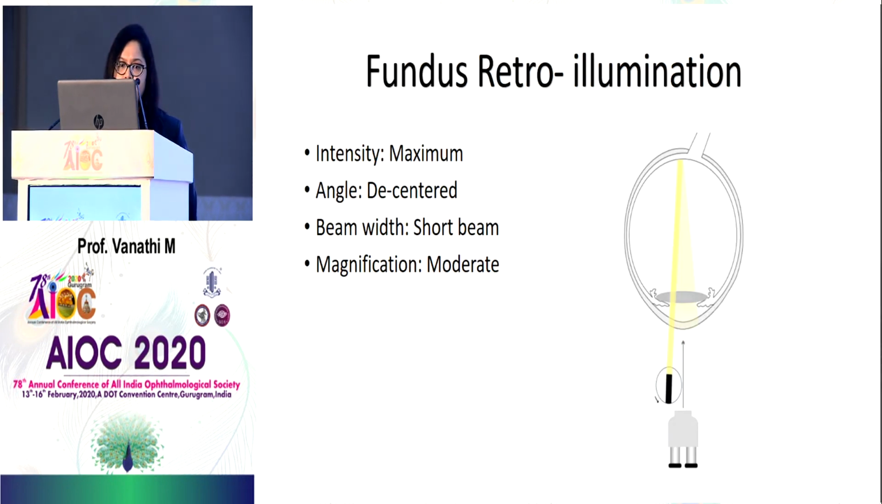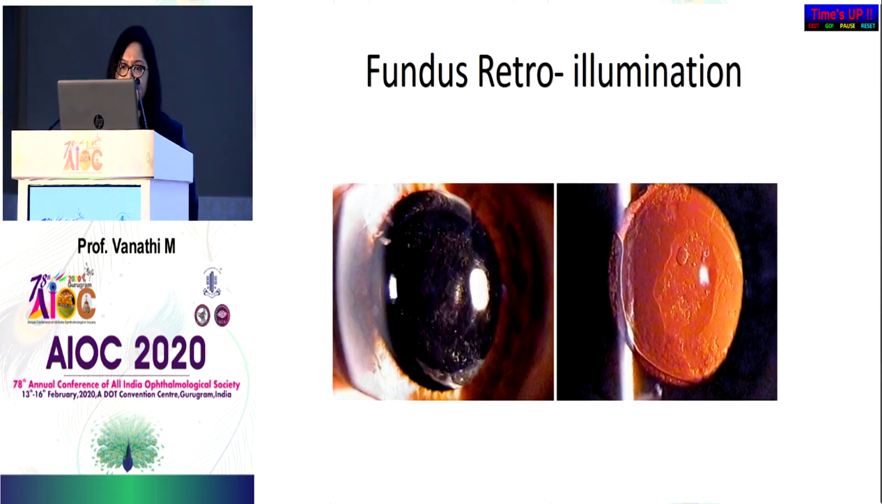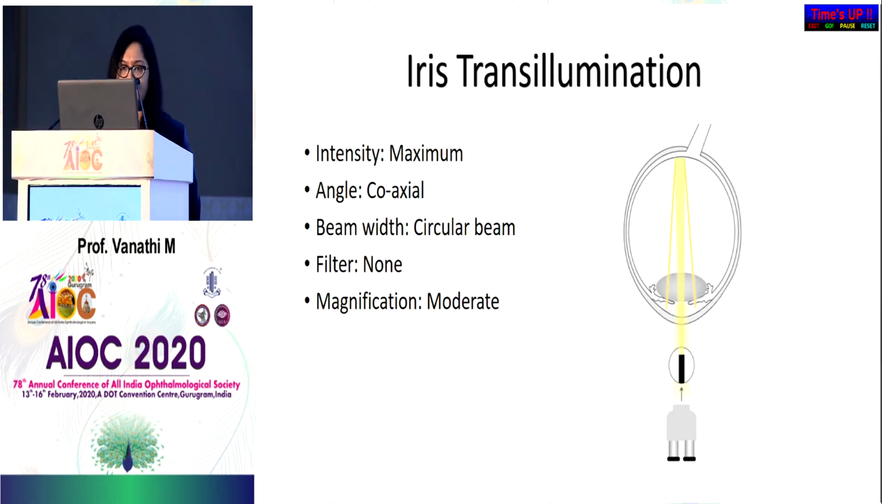Coming to fundus retroillumination. Here the light is focused on the retina and it's reflected back. The intensity is kept to maximum and the angle is slightly decentered, beam width is usually a short beam, and magnification is kept moderate. So it's better for posterior subcapsular cataracts and lens capsule opacification. Here you can see in retroillumination the PCO has become more prominent.